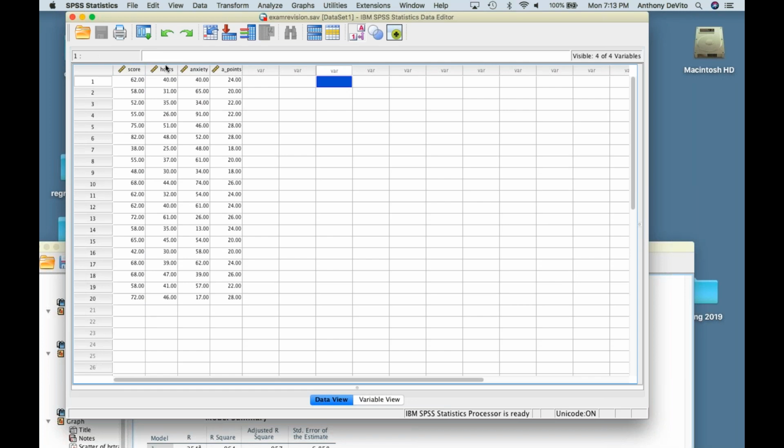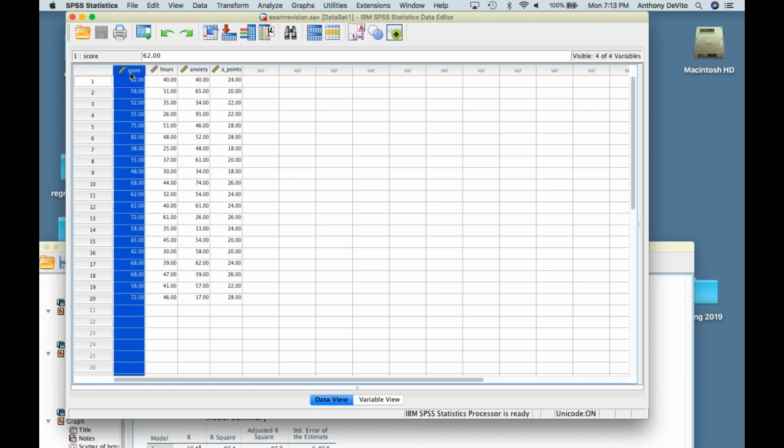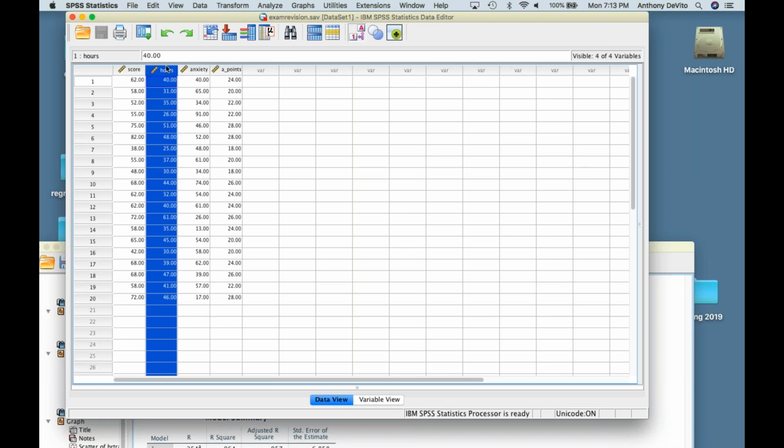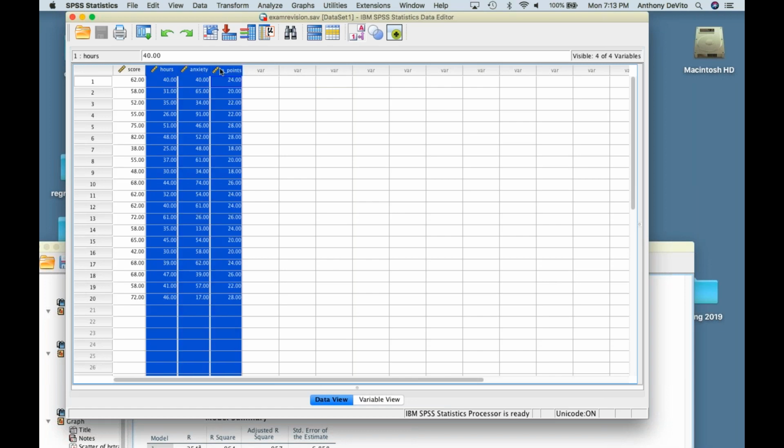Okay, so let's look at these. Which of these is the predicted variable? Which of these are the predictors? Well, the score on the test is the predicted variable, or dependent variable. And we want to use these independent variables, hours of study, anxiety level, and academic level, to predict what his score is going to be on this test.